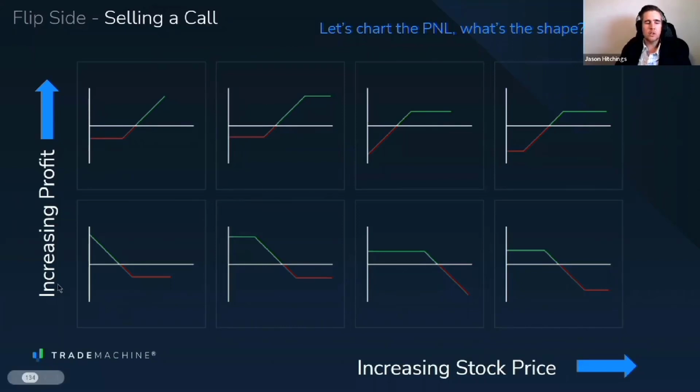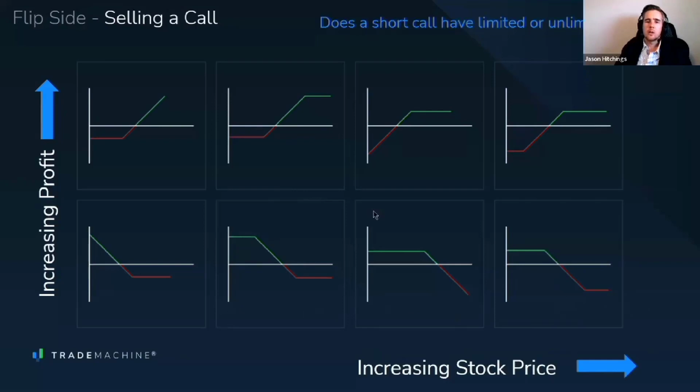So again, on all of these charts, as your profits go up, you move up on the chart, and as your losses go up, you move down. These are the break-even points. And stock is moving on the x-axis. So when stock goes down, it moves in this direction, and when stock goes up, it moves in this direction.